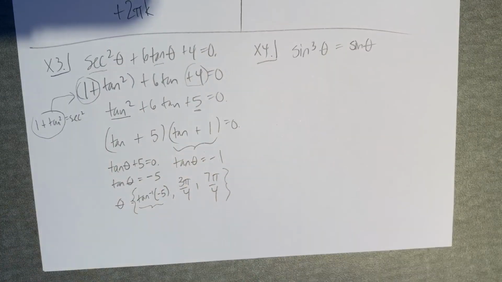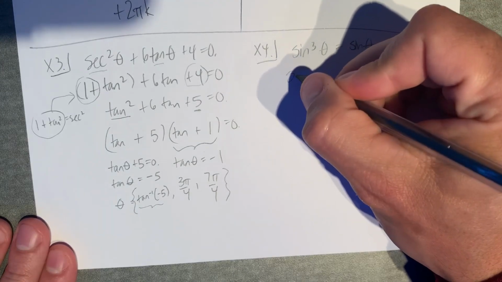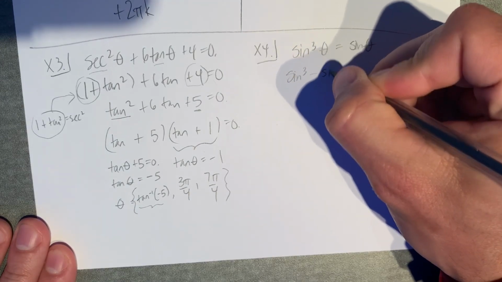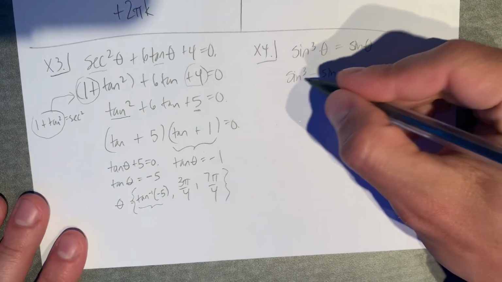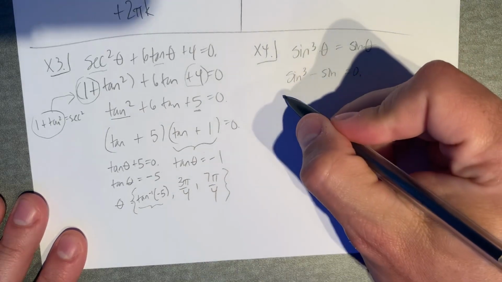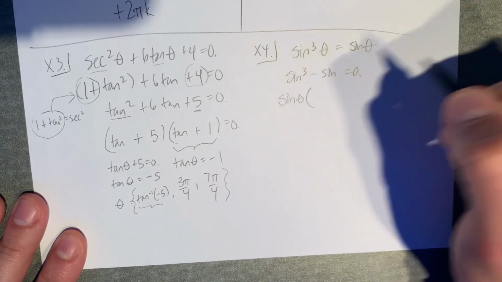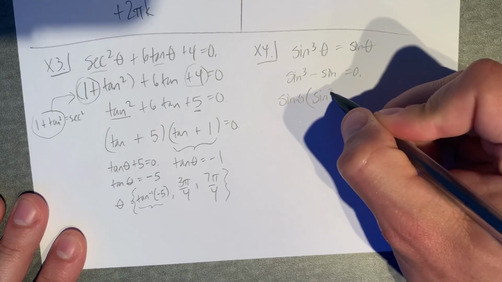Example 4, sine cubed theta equals sine theta. Let's bring the sine over to the other side by subtracting it like this, so we can put them all together, and we're going to see if we can factor this equation. The greatest common factor of sine cubed and sine is sine, so we can bring a sine theta out in the front, and I'm left with sine squared of theta.